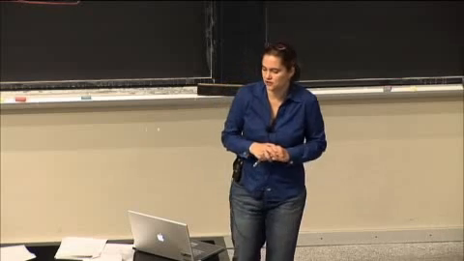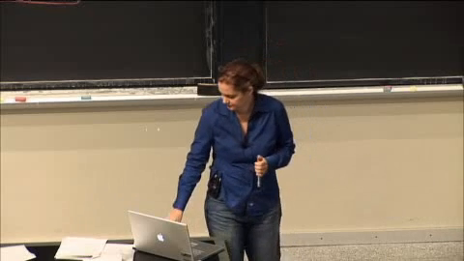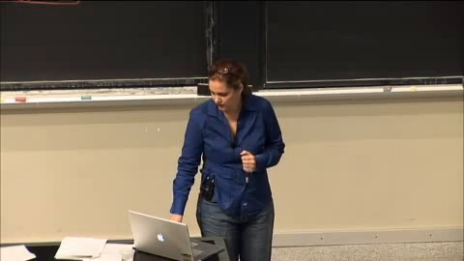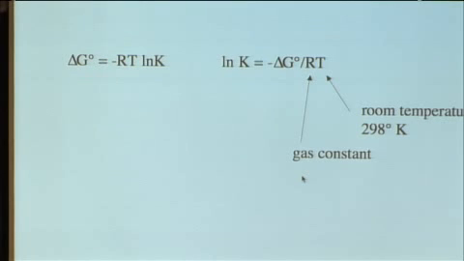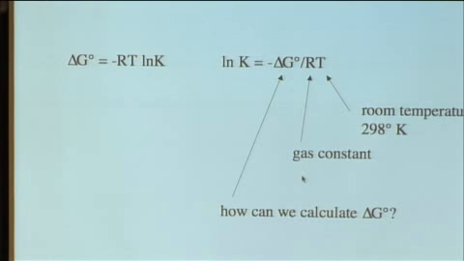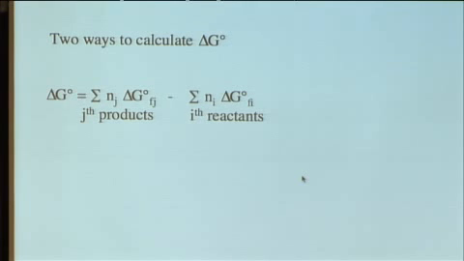What are ways to calculate delta Gs? So we've seen some of those. And I guess you're probably recognizing these already, temperature and our gas constant. So we can solve for K in terms of delta G. And how do we calculate that delta G? Well, there are a couple ways. So you can think about the delta Gs of formation.